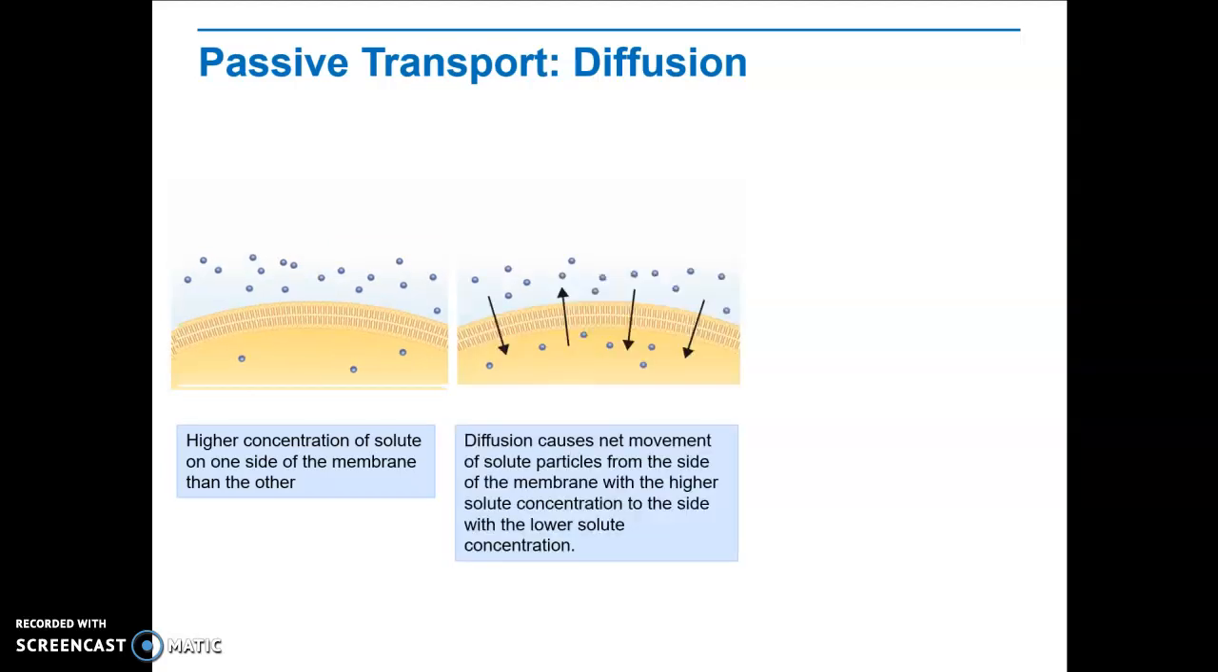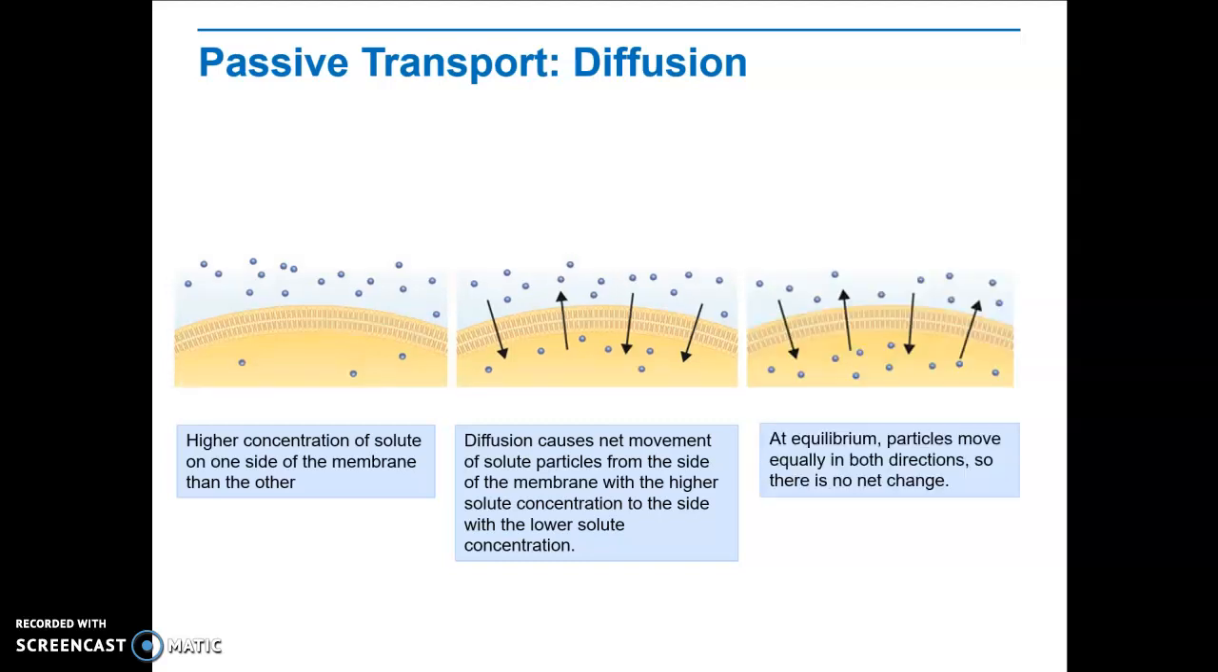What happens is diffusion causes net motion. The solute particles from the side with higher solute concentration will then travel to the side with lower solute concentration. Remember, the body likes to maintain homeostasis. It likes everything being even. So when we're at equilibrium, when we're at homeostasis, particles will move equally in both directions. There's not going to be any kind of a net change. That is one type of diffusion.